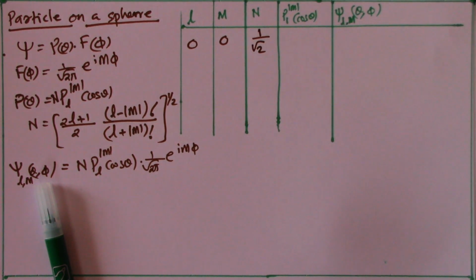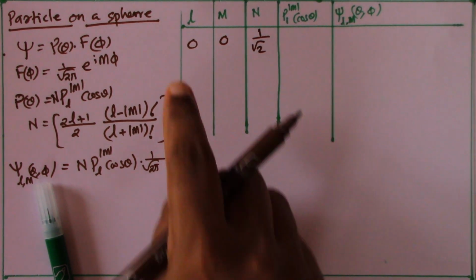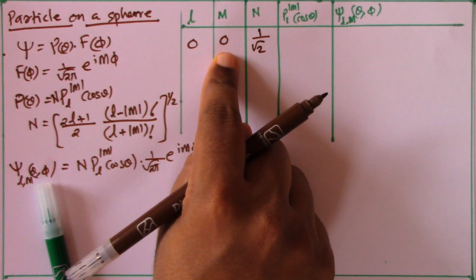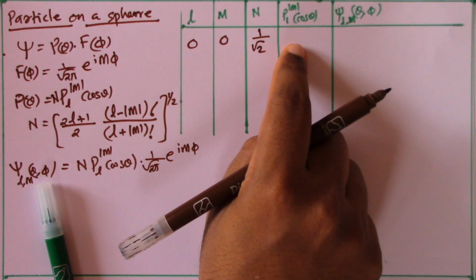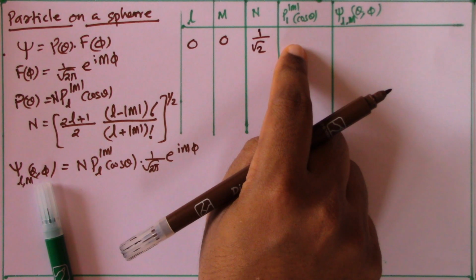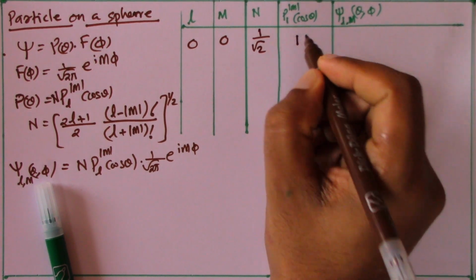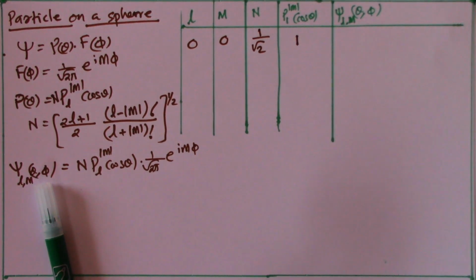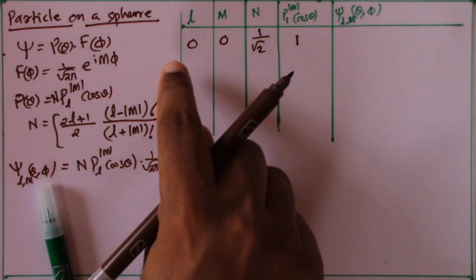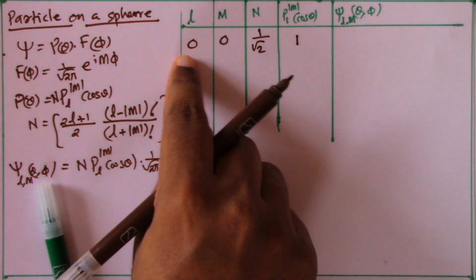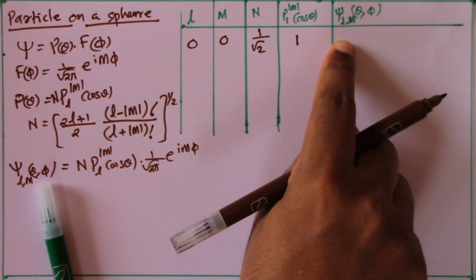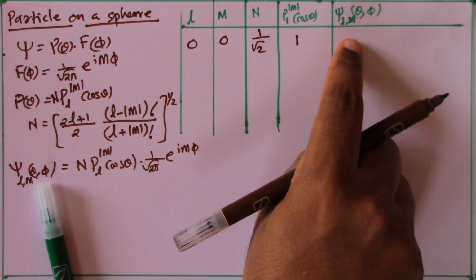Okay, and for L is equal to 0 and M is equal to 0, PLM cos theta, you have already learned this. PLM cos theta for L is equal to 0 and M is equal to 0 is equal to 1. We have already done this in the previous lecture. You can check back your records. And now corresponding to this, L is equal to 0 and M is equal to 0, we can find out the value of psi lm theta phi.